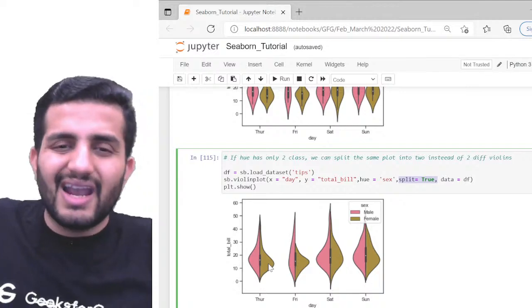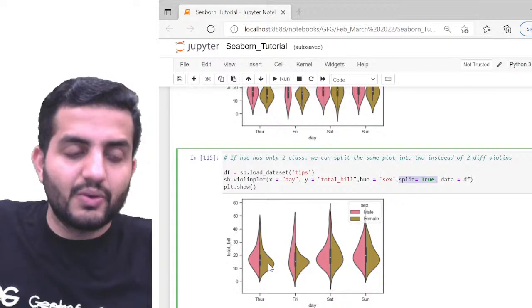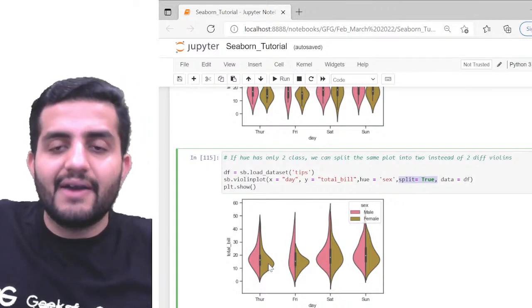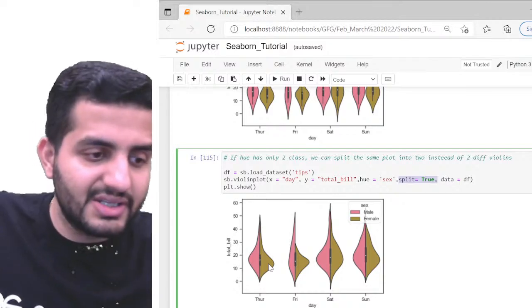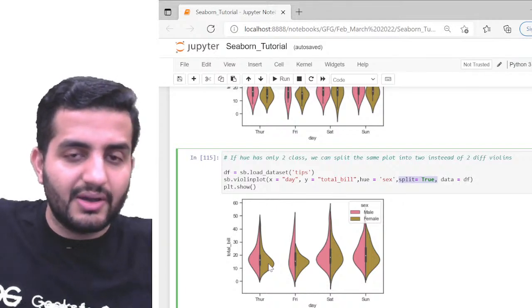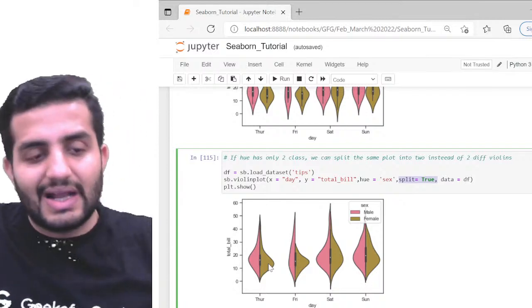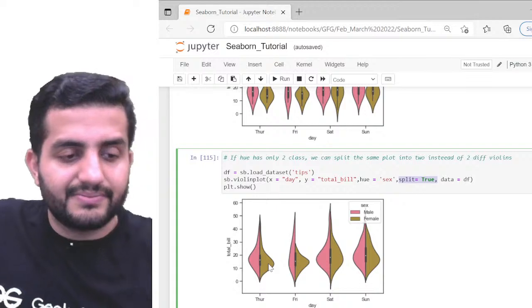Cool. Again, one interesting graph. So we can use the functionality split equal to true. By using split equal to true, we can merge the hue only if the condition is that the hue should have only 2 classes. The variable used in hue should have only 2 classes, not more than that. Then we can merge the 2 violins.